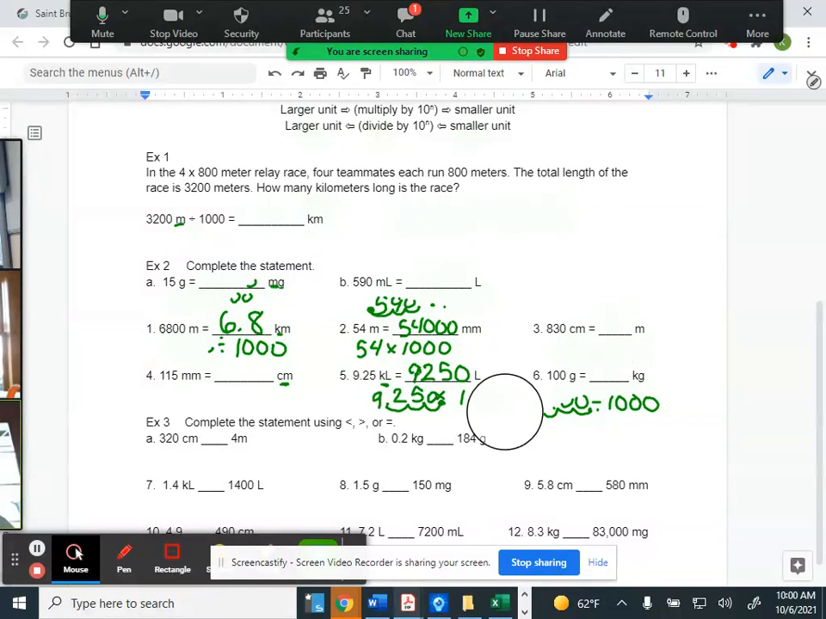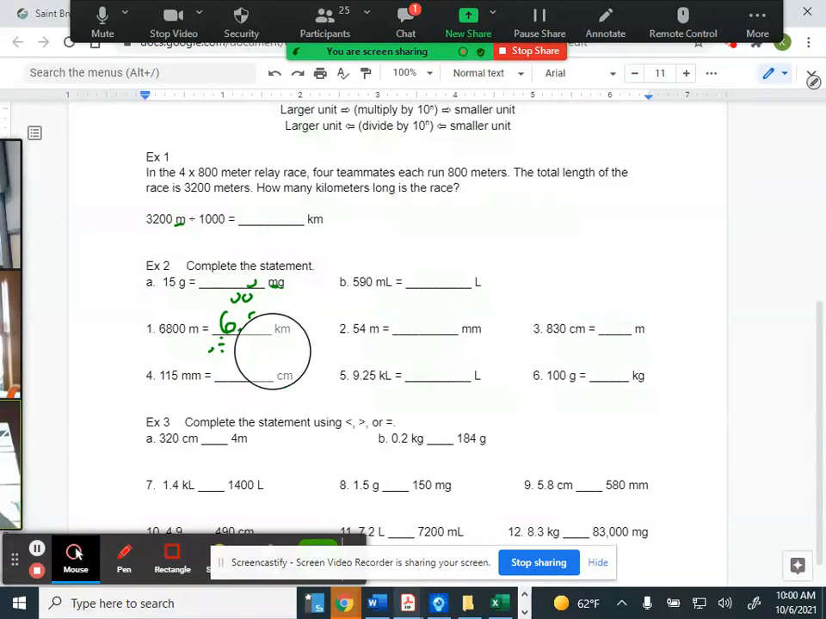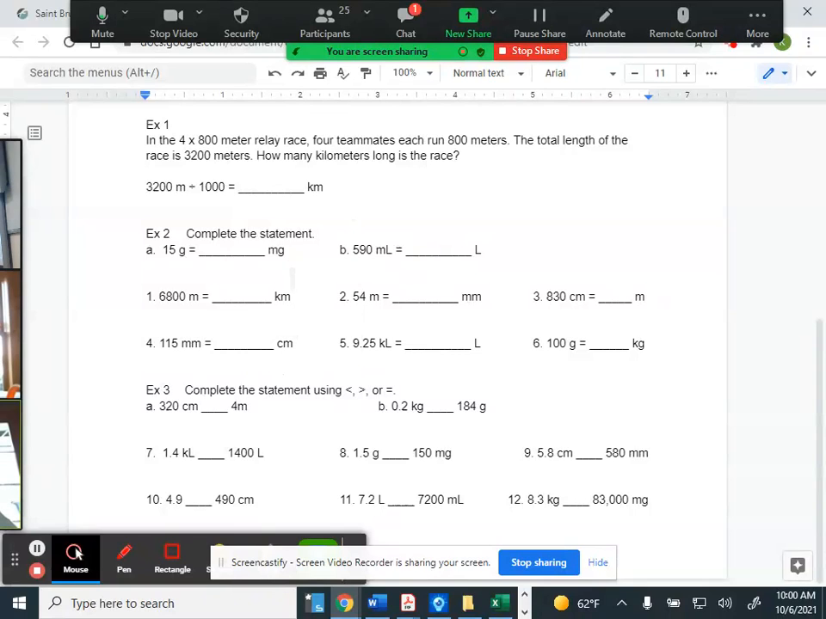Let's look at our next section. We need to decide if it is going to be less than, greater than, or equal to. So now it's not quite as even numbers as what we had. So let's look to see how we do this. If we have centimeters here and meters here, we want to be able to compare the same measurements. So we want to make sure that centimeters we compare to centimeters, or meters we compare to meters.